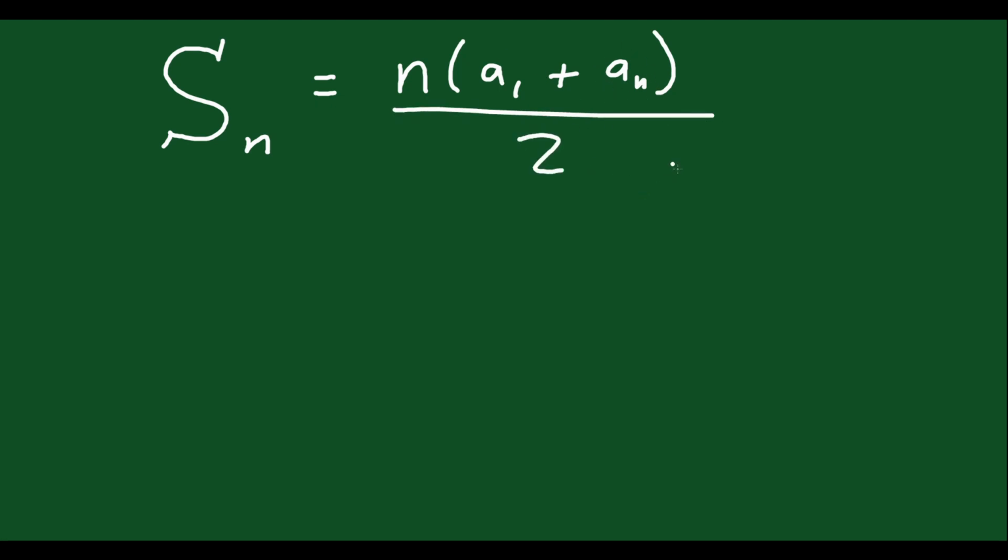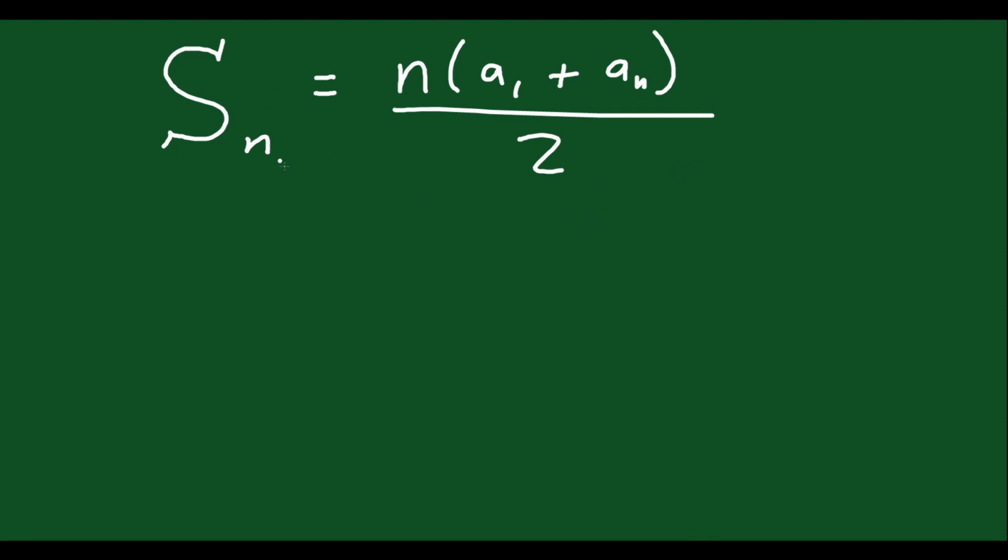It's Sn, so sum of n terms is equal to n, which is the number of terms that we have in the sequence, multiplied by a1 plus an, meaning the first term and the nth term, or the last term, divided by 2. Now, if you look closely, you can kind of see what's going on here, right?